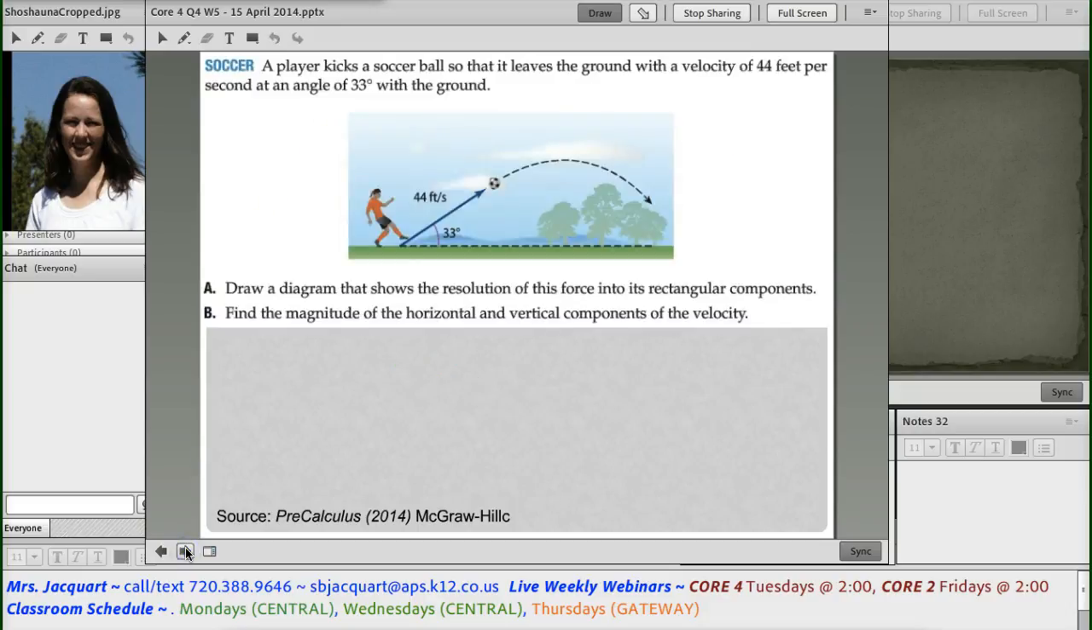Okay, so we're going to draw a diagram. A player kicks a soccer ball so that it leaves the ground with a velocity of 44 feet per second at a 33 degree angle. So we're going to draw a vector with this. So everything's ratio. So when we deal with ratios, we deal with trig. So we need to know our SOHCAHTOA.